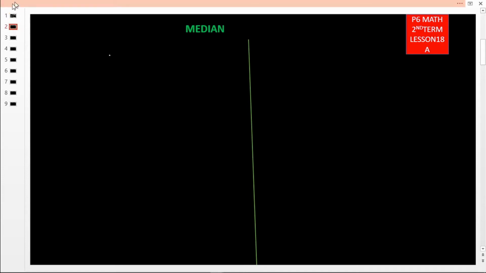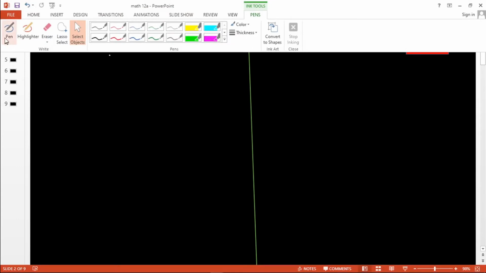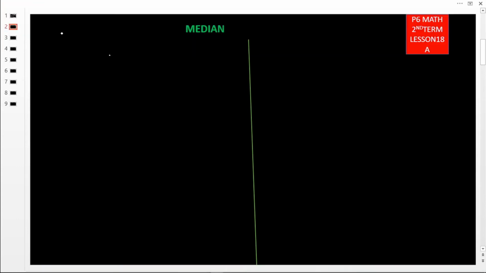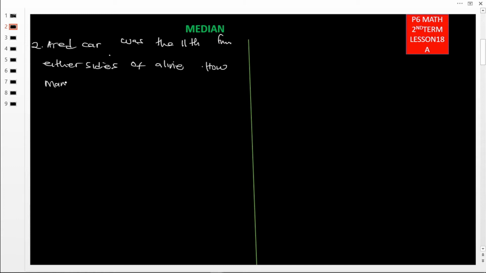Our example 2 says, a red car was the 11th from either side of a line. How many cars were there?